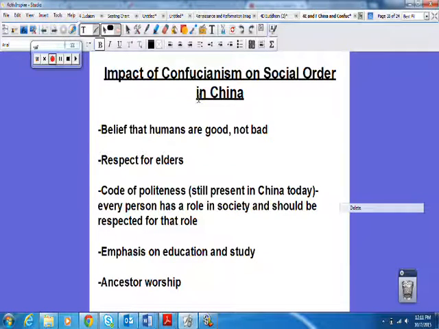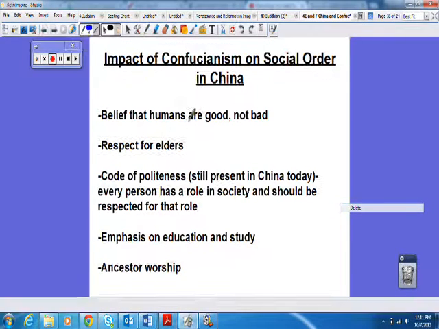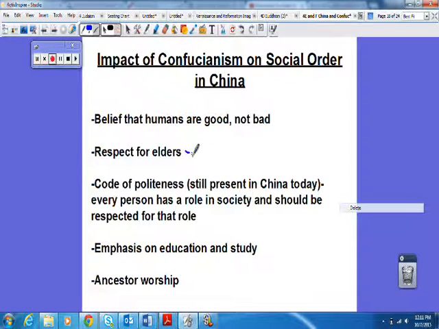Now, the impact of Confucianism on China. Humans are good, not bad. This is what the beliefs of Confucianism are. Respect for your elders. Remember those relationships I talked about? Father and son, one of the most important relationships. Old and young, another relationship. Always respect your elders. There's a code of politeness. Because every person has a role in a relationship, you have to be polite in that relationship.